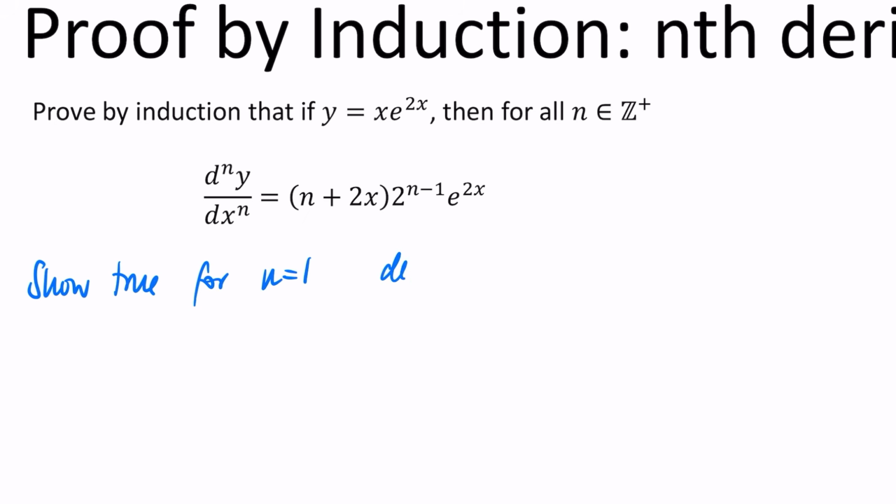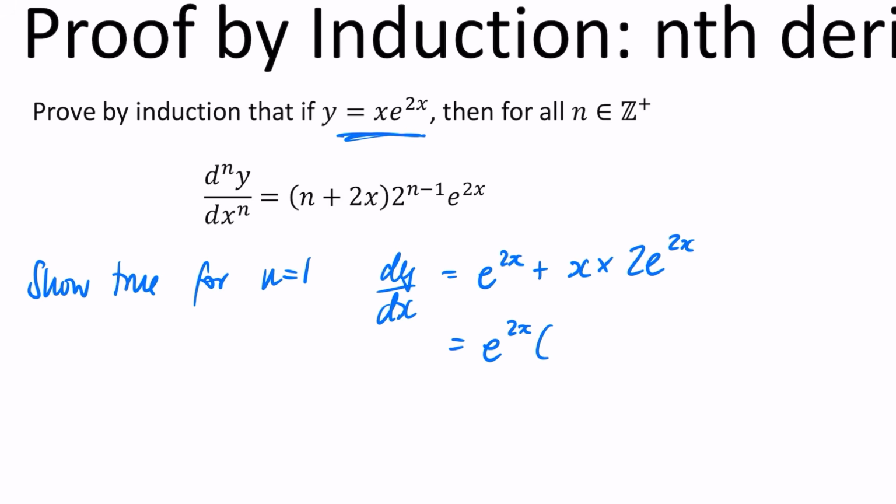In other words, let's find out what dy by dx is from this thing here just by differentiating it. So with the product rule, I will differentiate the x, so I just get e to the 2x, and then I will keep the x, and I will multiply by the derivative of e to the 2x, which is 2e to the 2x. So as I take a factor out, I will have e to the 2x, 1 plus 2x.